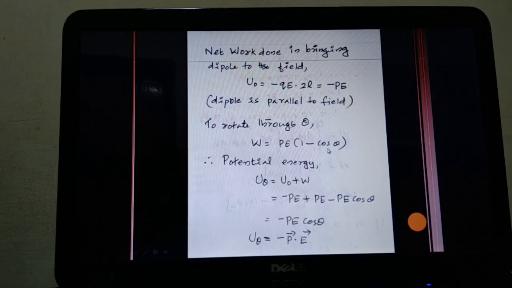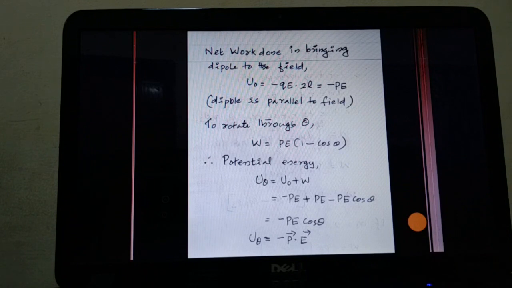So you are adding, the total potential energy will be U theta. Initially you bring the dipole parallel to the electric field, and from there you rotate it to theta, so now the dipole makes an angle theta with the direction of the electric field. At that position, what will be the total potential energy? That is given as U theta, and U theta equals U0 plus W. What is U0? U0 is the work required to bring the dipole into the electric field in the parallel direction. And W is the work required to rotate it through an angle theta.